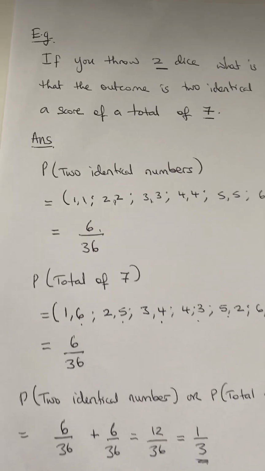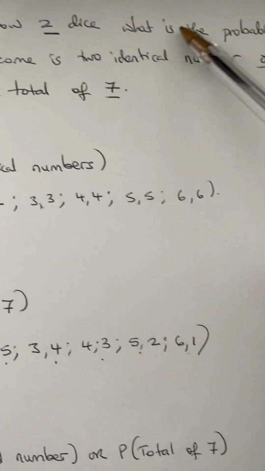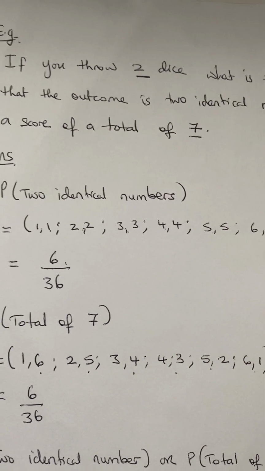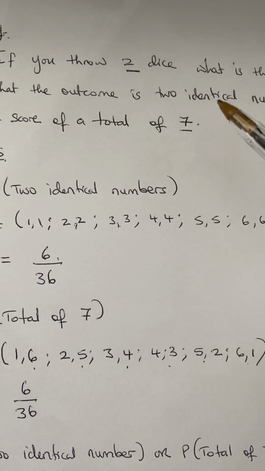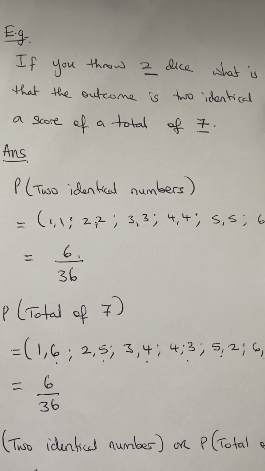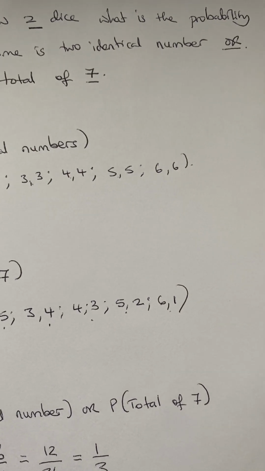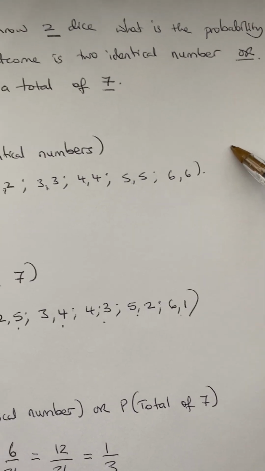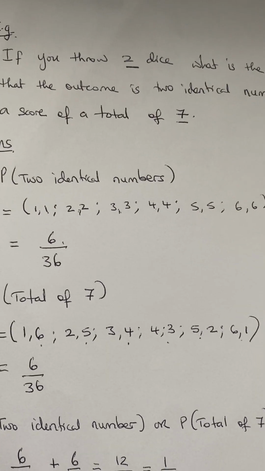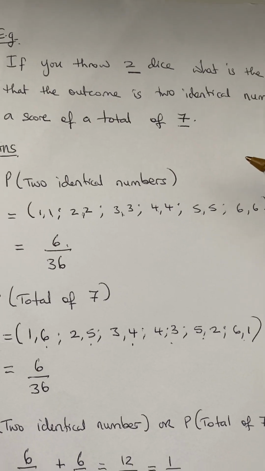So now, here is the question. If you throw two dice, what is the probability? Even if this question is on its own, without a sample space diagram, and they are not asking me to do one, I will quickly do one on the side, so that I can use it to figure out my outcome. That's why I had to redraw it again today.